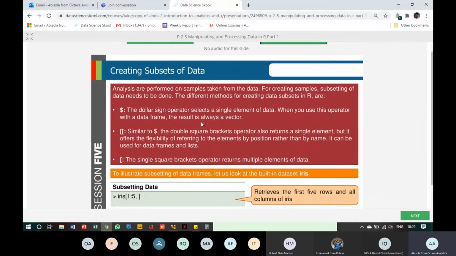So we have creating subsets of data. Now for this, we have three ways to create subsets of our data. We have using the $ sign, using double brackets, and using the single bracket. So we'll be doing all of this in the practical, and you'll be able to see how they are used.